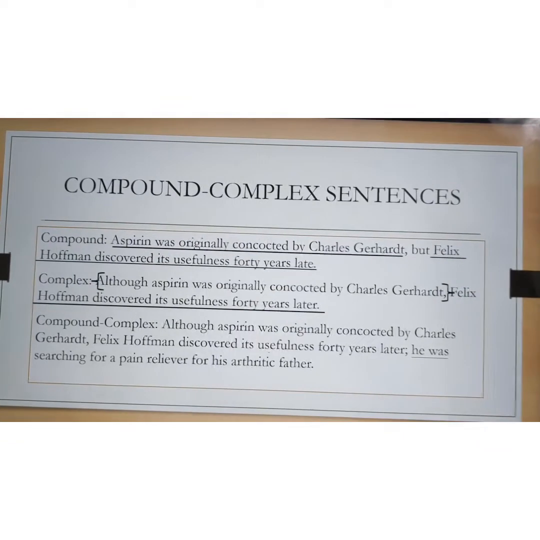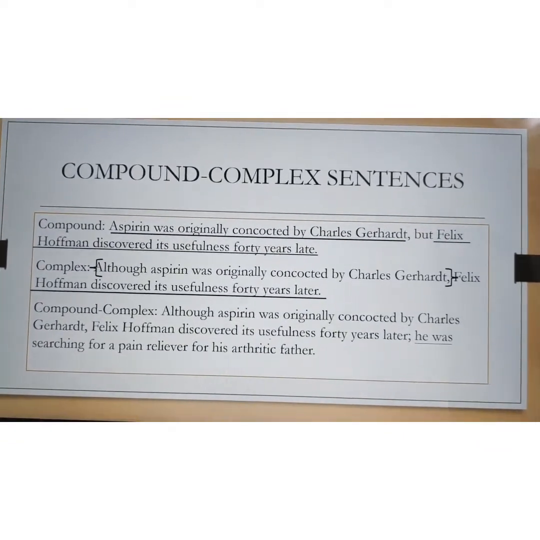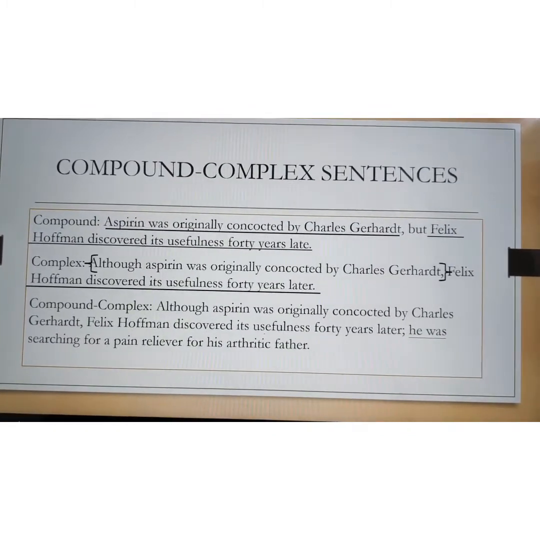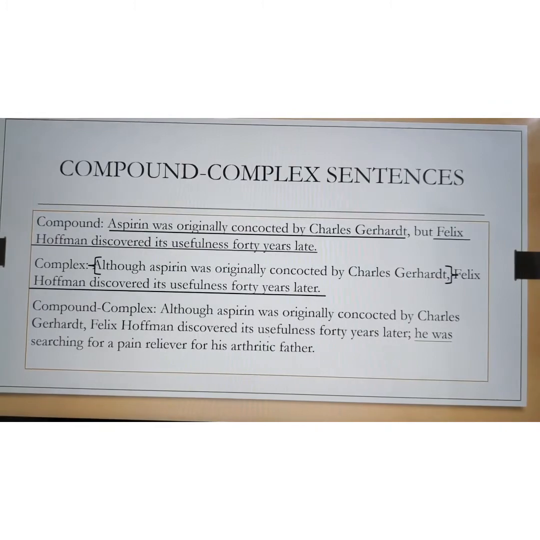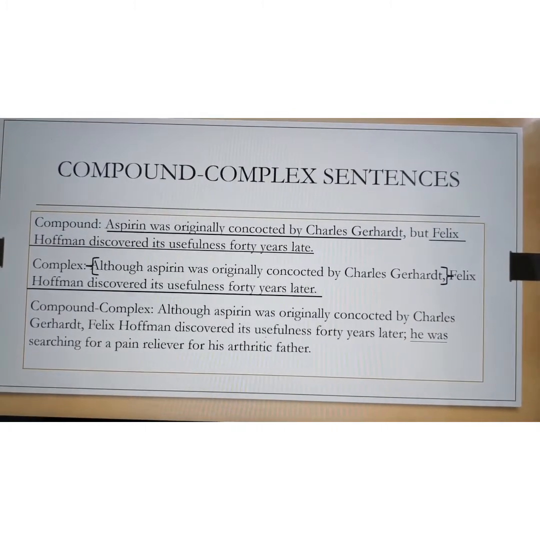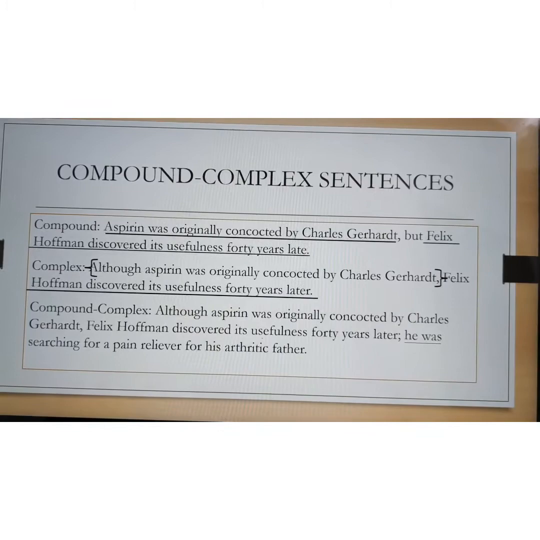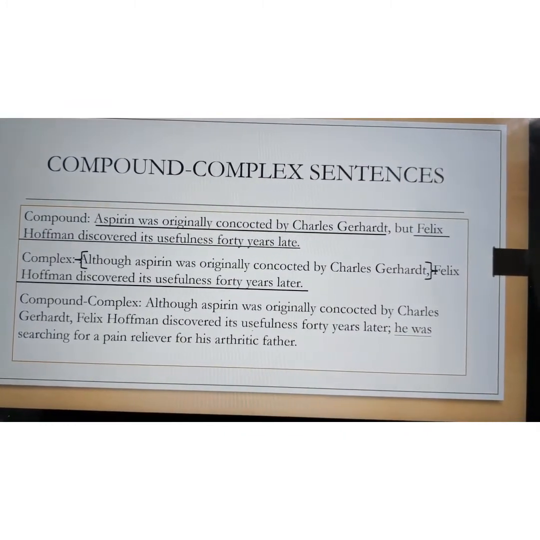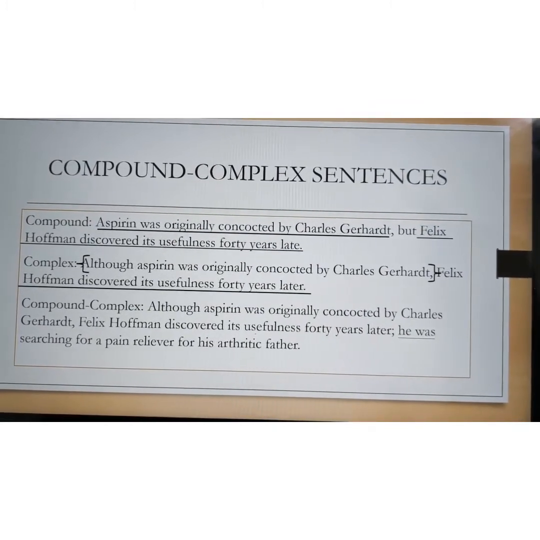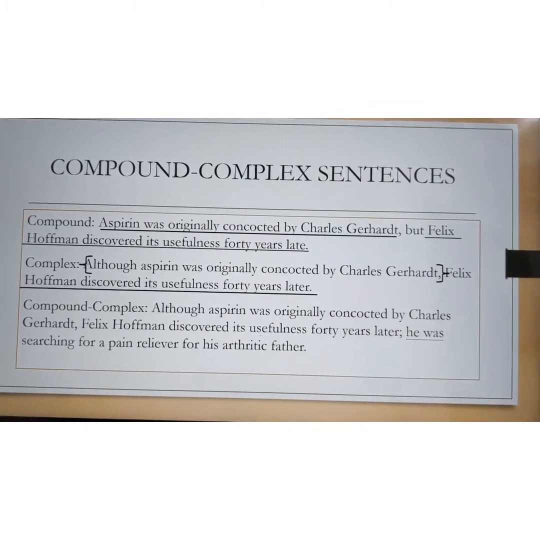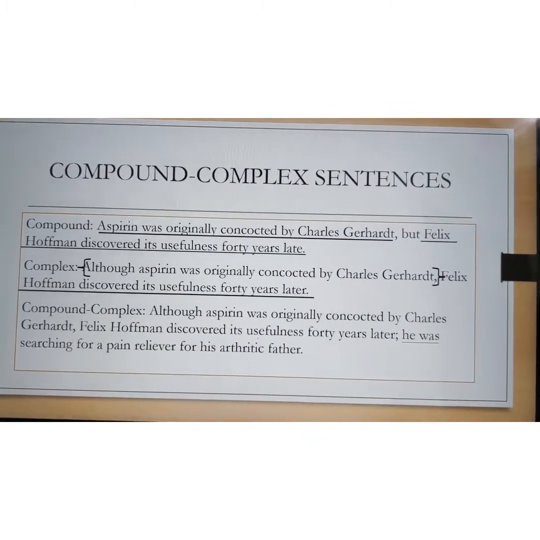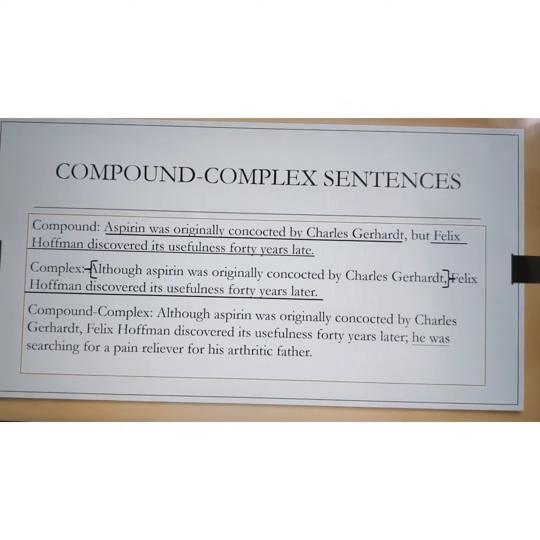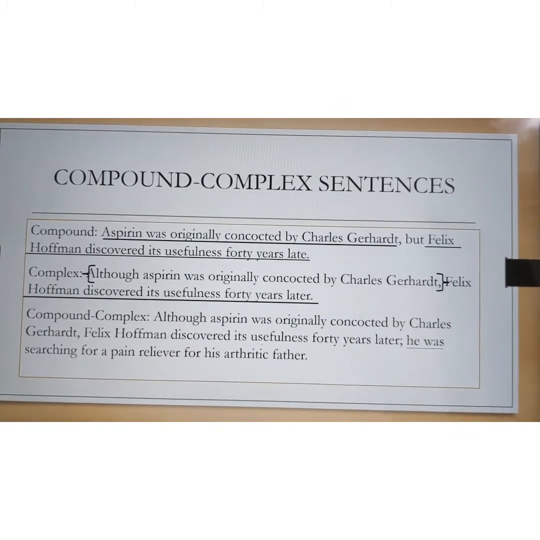Now, what we're learning about today is our compound complex sentence. Although aspirin was originally concocted by Charles Gerhardt, Felix Hoffmann discovered its usefulness 40 years later. He was searching for a pain reliever for his arthritic father. All right, so a compound complex sentence consists of two or more independent clauses, all right? So it has to be a compound sentence, so it has to have two independent clauses that can stand on their own. And the complex part means it has to have one dependent clause.